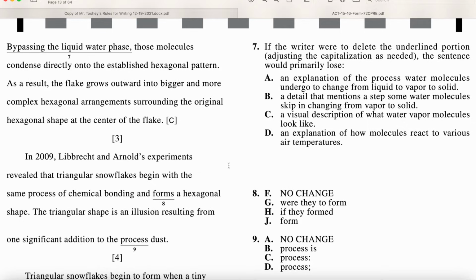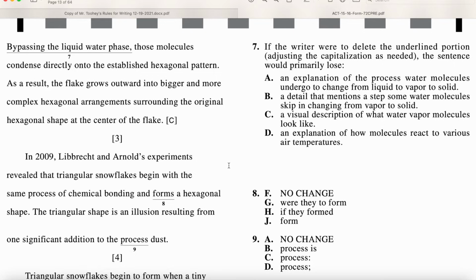Let's try J. In 2009, Libert and Arnold's experiments revealed that triangular snowflakes begin with the same process of chemical bonding and form a hexagonal shape. How's J sound? That sounds the best, and I've got news for you, it is J. Absolutely. Do you know what rule they're testing us on here, Abdul? Is it the tense again? You could argue it's tense, potentially. More often than not, even when we see different tenses, it's make it match number. Or you could say it's both. But both F and J are present tense, so you've got to think in terms of more than just tense.